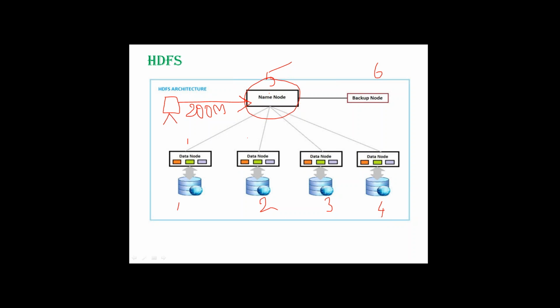My actual file might go and sit in data node 1, data node 2, data node 3, or data node 4000 also. It can go and sit into any computer. So the name node, as you can easily guess, is a computer which will maintain metadata, meaning which file will go and sit in which slave computer.